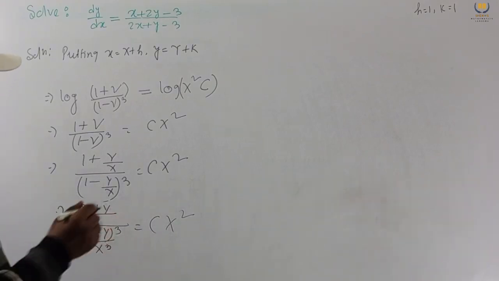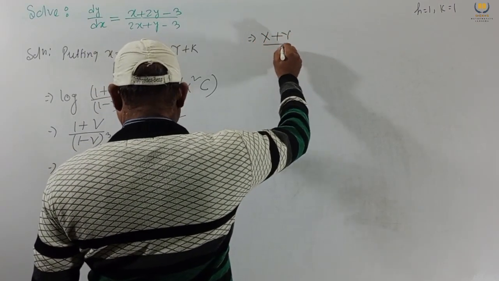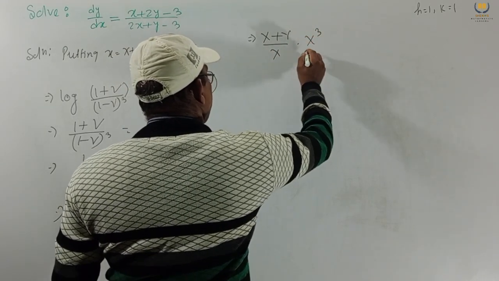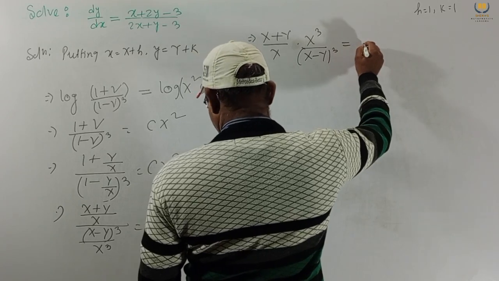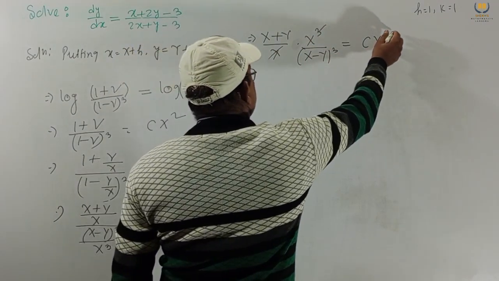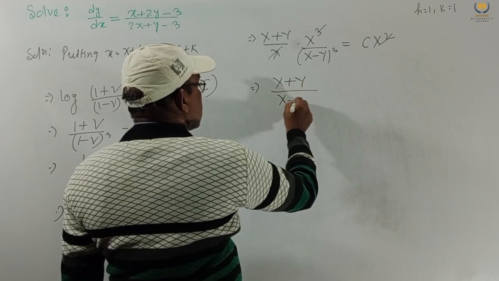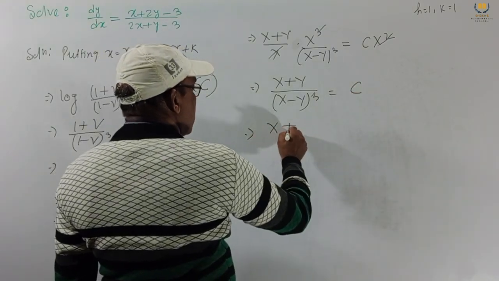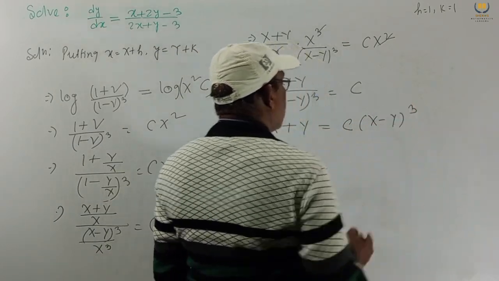Now this one becomes a numerator. This implies x plus y by x into x cube by x minus y whole cube equals c x square. This cancels, x square you get, and this is also cancelled. So we get x plus y by x minus y whole cube equals c, and multiplying this on the right hand side, we get x minus y whole cube.